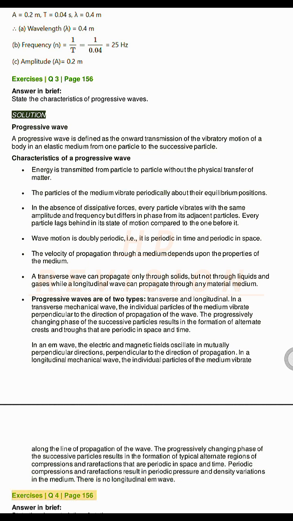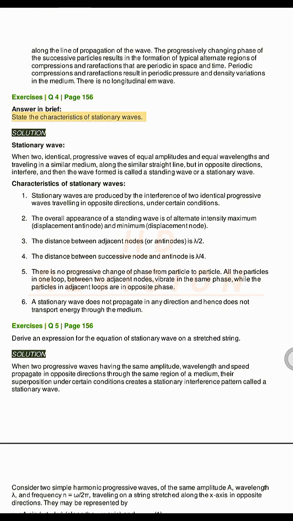Exercises Q4, page 156. Answer in brief. State the characteristics of stationary waves. Solution. Stationary wave. When two identical progressive waves of equal amplitudes and equal wavelengths, traveling in a similar medium along the same straight line but in opposite directions, interfere, the wave formed is called a standing wave or a stationary wave. Characteristics of stationary waves.